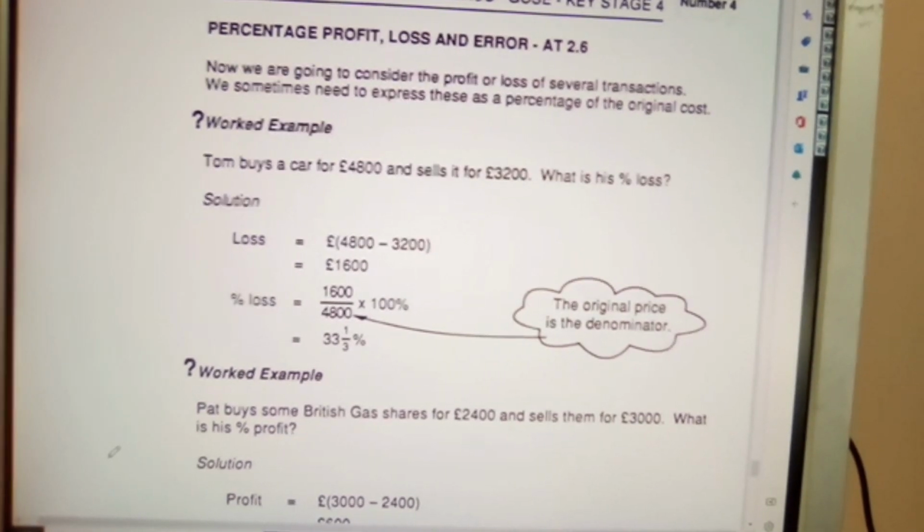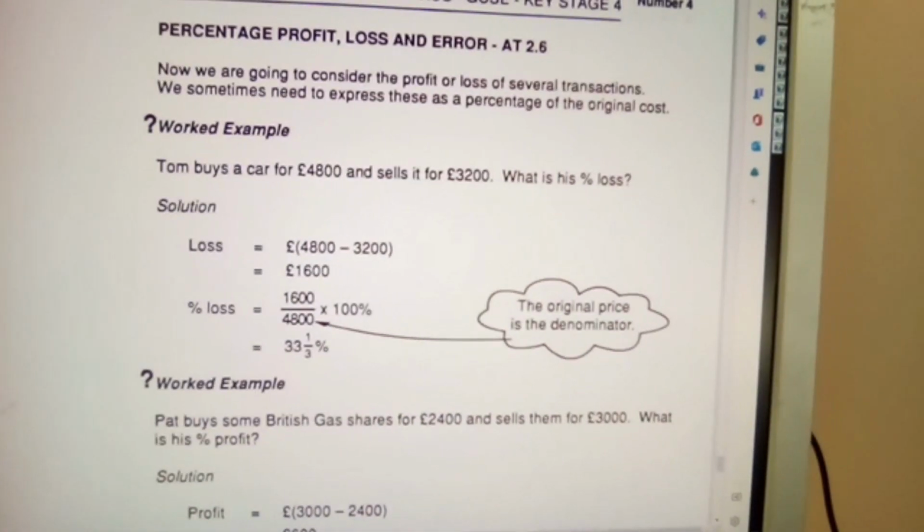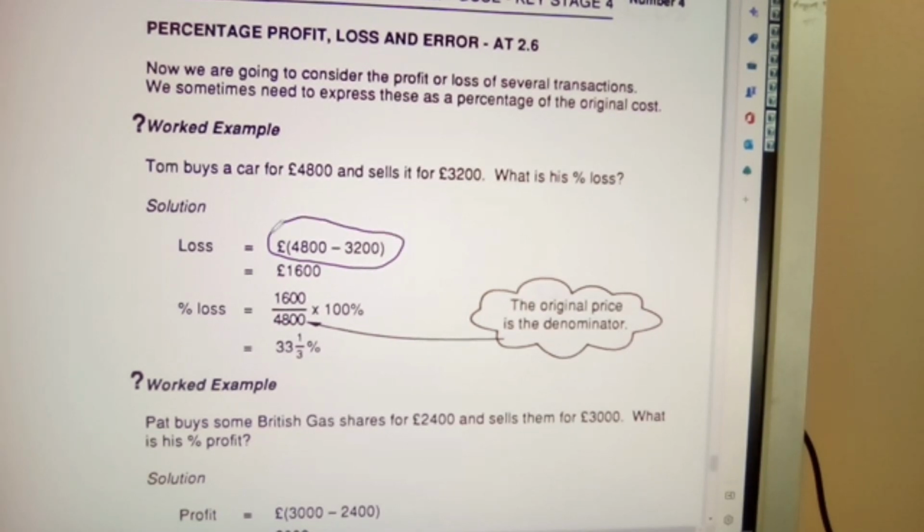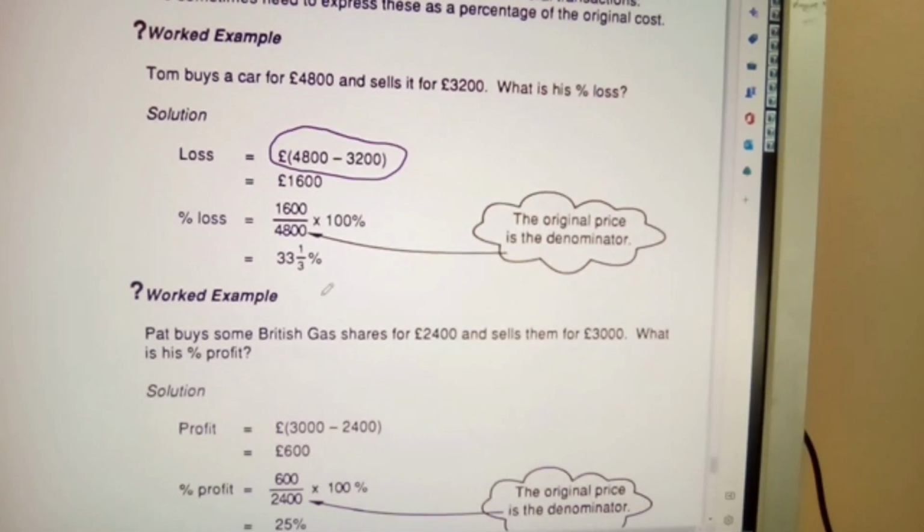Now here we have percentage profit and loss. What this means is a car bought for 4,800 is sold for 3,200. What is his loss? Here you have the process by which they have applied it. You can look at that from the simple process of that.